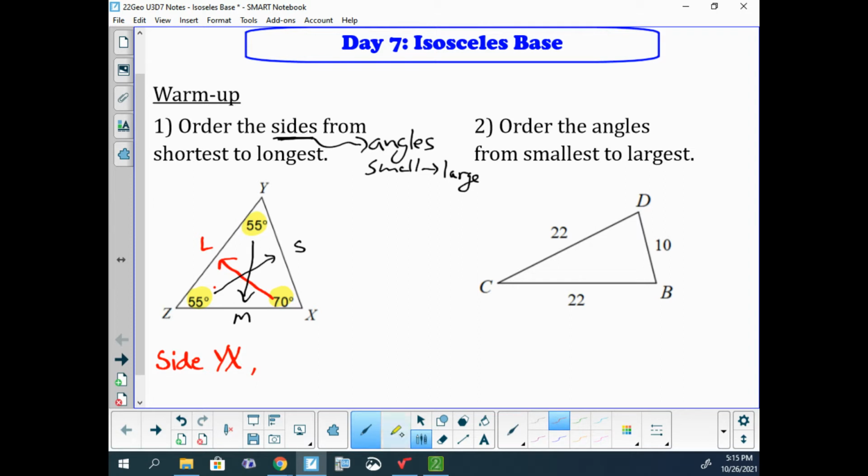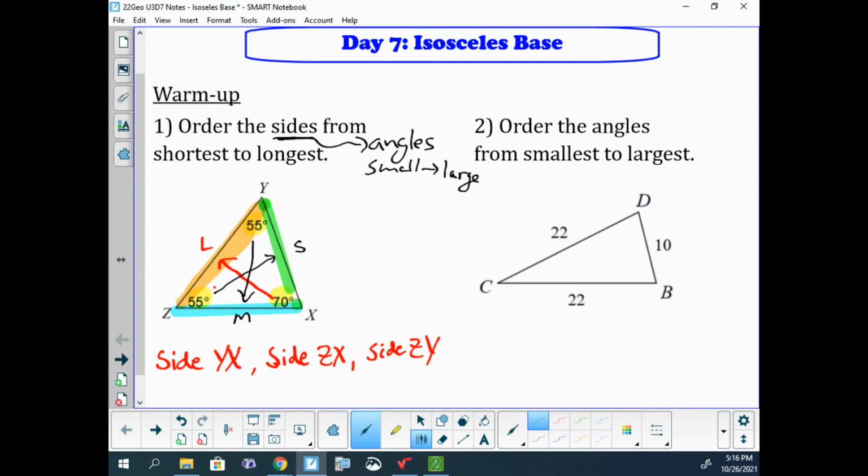And then, so side YX was right here. And then we've got another one that was a tie. It doesn't matter the order. So side ZX. And last but not least, we have ZY. And the thing to remember about this lesson is small angles are always going to be across from sides that are small in length. Large angles will always be across from large sides.